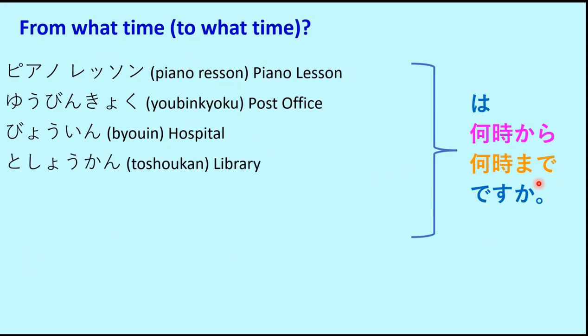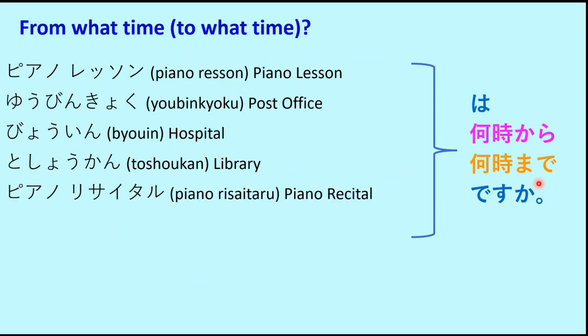Similarly, Toshokan is library. 何時から何時までですか？ Piano recital, that is piano recital. When is the concert basically? So, concerto wa or piano recital wa gozen or gogo. If it is in the evening, then gogo. Shichiji han kara desu. It's from 7:30 p.m. in the evening.